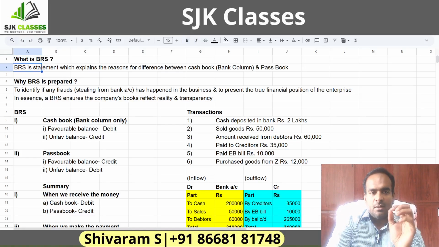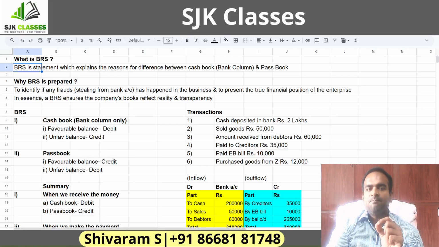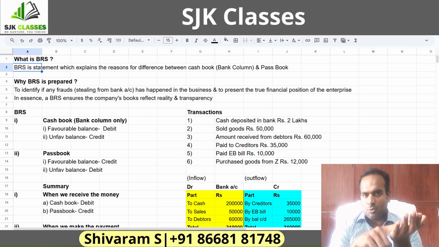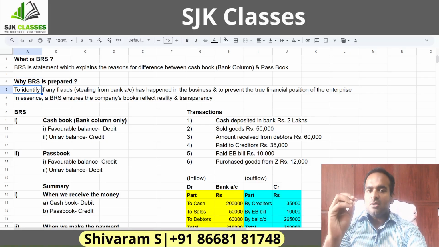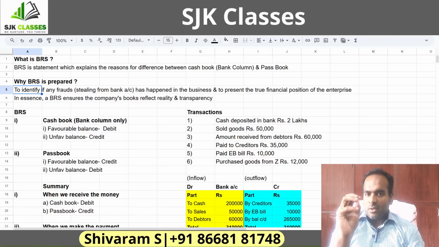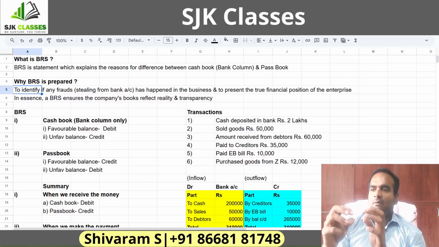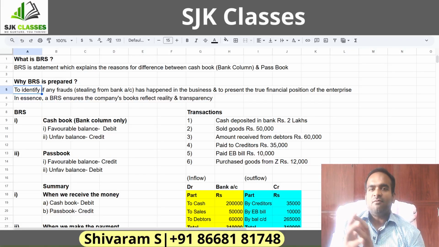So look at this theory part. BRS is a statement which explains the reasons for differences between the cash book, the bank column of the cash book, and the passbook. Now, why is BRS prepared? To identify if any frauds have happened in the business. Now, what type of frauds will happen here? I'll explain in a short span of time. It's a pilferage kind of fraud, where the accountant will steal the money from the company. I'll explain this right now.